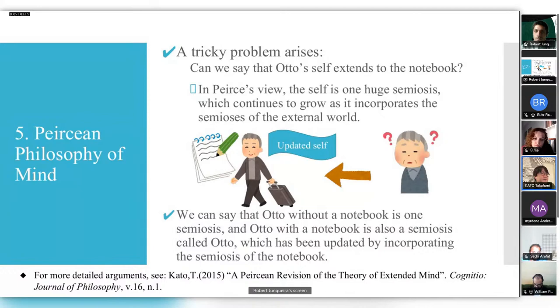It may sound strange to state that Otto's self extended, but it makes more sense to summarize the case as: Otto began to supplement his memory with a notebook and to recognize himself with the notebook as his own self. Thus, in the light of Peircean thought, the picture of the human, the picture of the mind that the theory of extended mind has tried to present can be put forward in an unproblematic way as an updated semiosis.